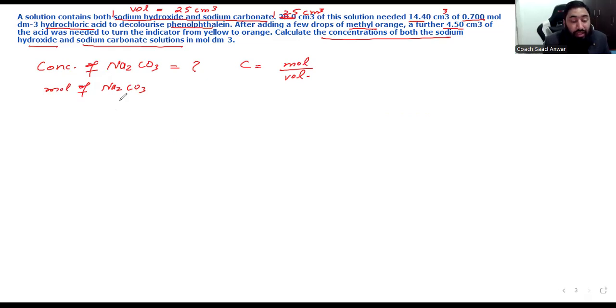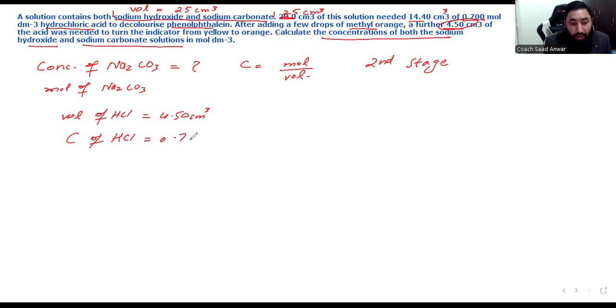In the second stage, the volume of HCl will help me to find the moles of sodium carbonate. So what is the volume of HCl? This is 4.50 cm cube, and the concentration of HCl given in the question is 0.7 moles per dm cube. So can I find the moles of HCl? Yes, I can.